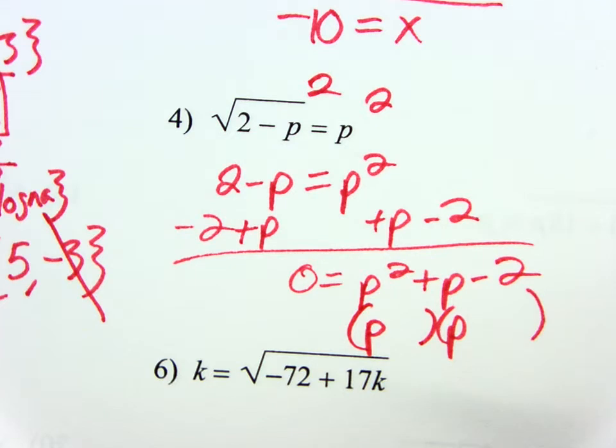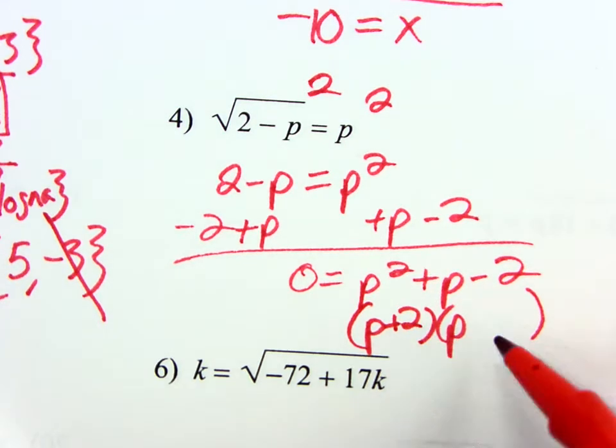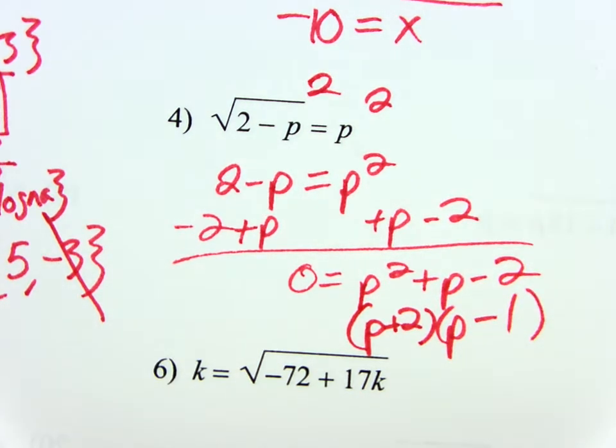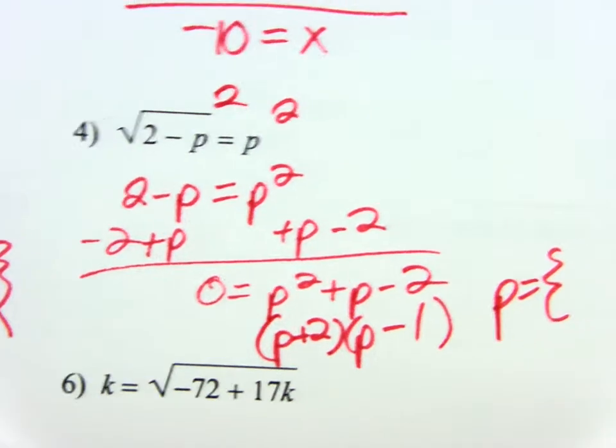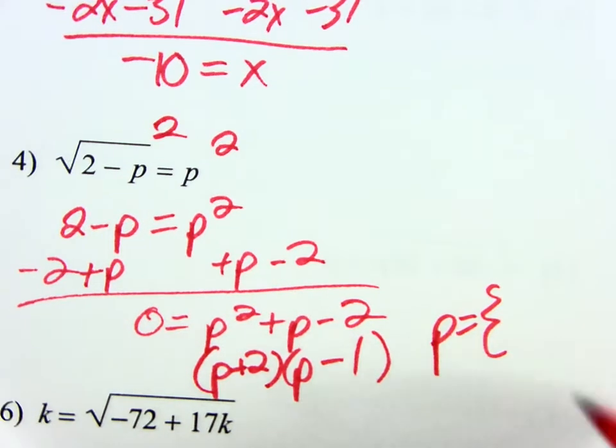You sure? Plus 1 and minus 1. What? Wait a second. Minus 1, plus 2. Plus 2 and a minus 1. Correct. So that means my answers are actually -2 and +1.